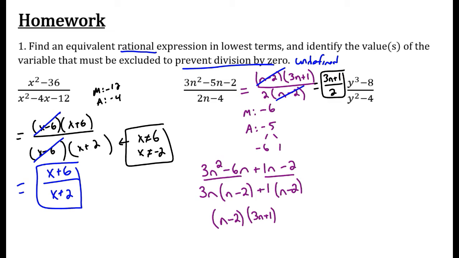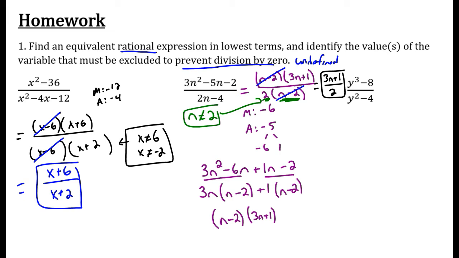Now, when is this expression undefined? How do I prevent division by 0? When is the denominator 0? Look at the original denominator there, 2n minus 4. The denominator is 0 only when n equals 2. So we say n cannot equal 2.